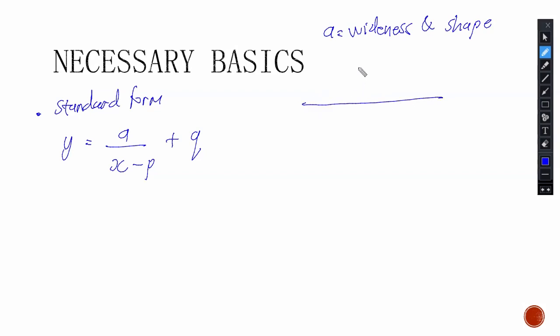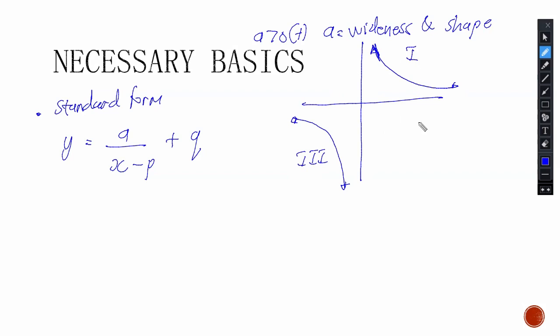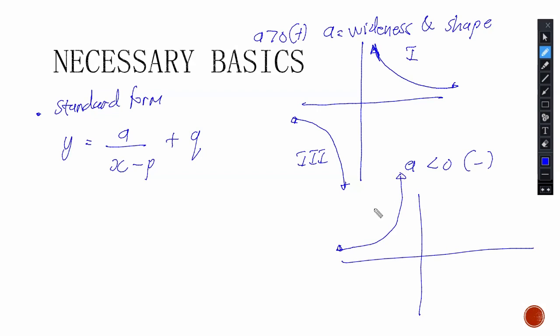When we speak of the shape, the most important function of that a value is the fact that if our a is greater than 0, meaning that our a is a positive value here, we will find that our hyperbola function will be drawn in the first quadrant and also in the third quadrant, right? So it will occupy the first quadrant and also the third quadrant. And then if you find that your a is less than 0, meaning that it's negative, you will then find that your hyperbola function will occupy the second quadrant and also the fourth quadrant.